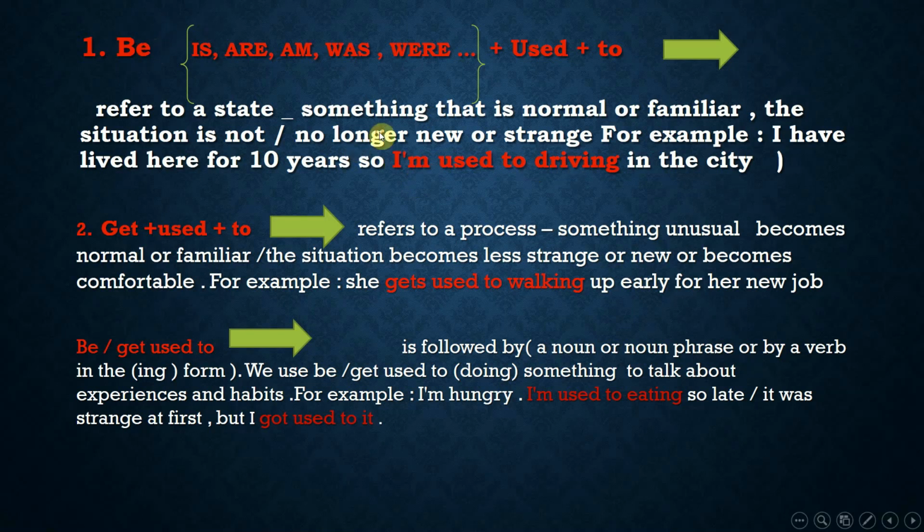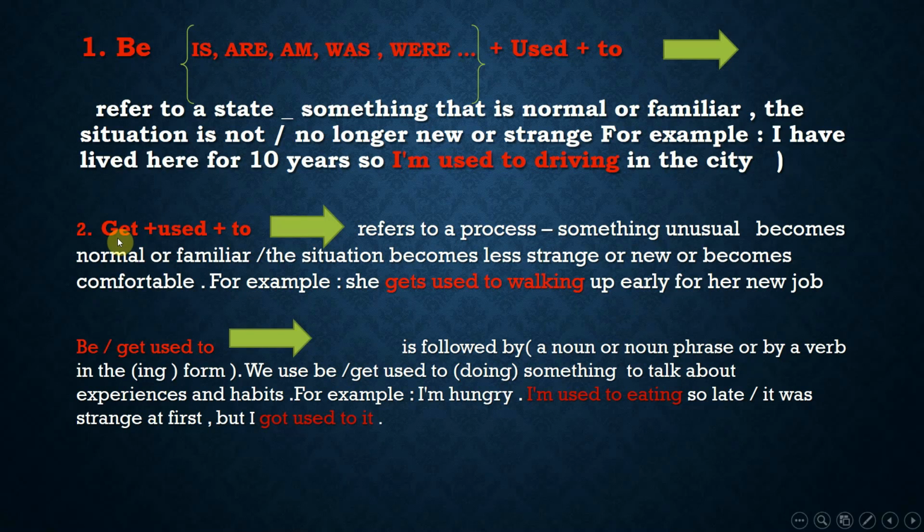So be here is am. Plus it is followed by used, then to, then the verb in the ing form. So we use be plus used to if the situation is no longer new or strange. That means إنه نستخدم be plus used to إذا كان الموقف اللي إحنا بنتحدث عنه لم يعد غريب أو لم يعد جديد أي أصبح normal or familiar يعني تم الاعتياد عليه بشكل طبيعي جدا like this example.